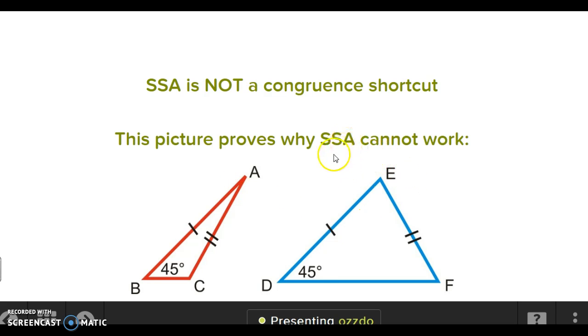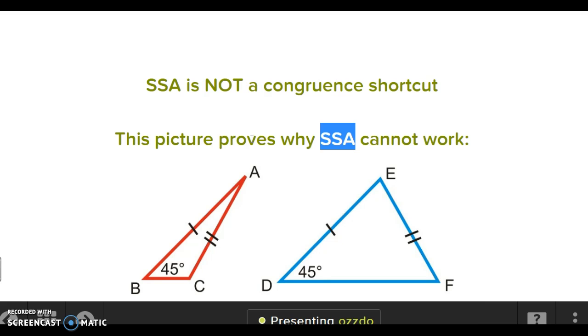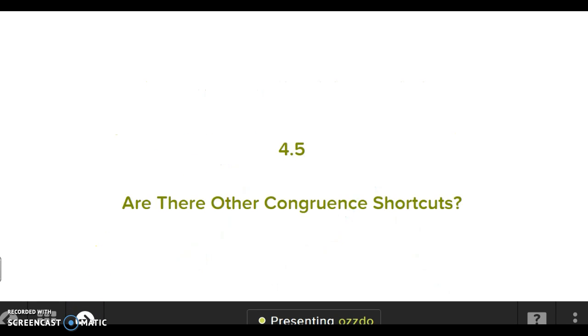Also, I like to remember it as, if you spell it backwards, it spells an inappropriate word. Okay, so it is not okay in real life, right? An inappropriate word, and it's not okay in congruent shortcuts. So be thinking about that as well. Okay, so there are other congruent shortcuts, so we have a couple more investigations in 4.5.